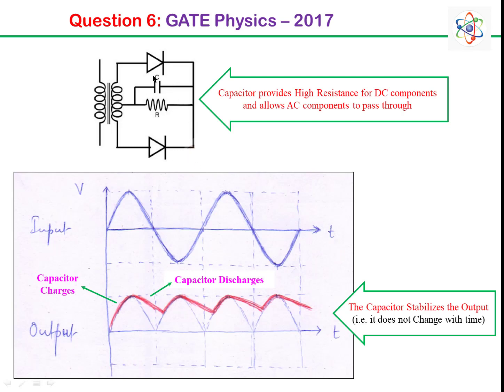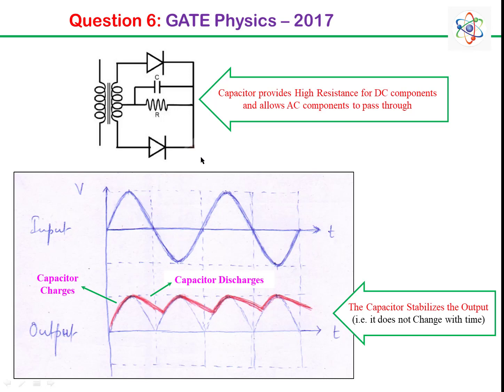Now the use of this capacitor stabilizes the output of the full wave rectifier. So this is how the output of the full wave rectifier looks like, and this is how the output of the circuit will look like if I introduce the capacitor in parallel with this load resistance R. Now why does this happen? Why do we obtain this type of output for this circuit?